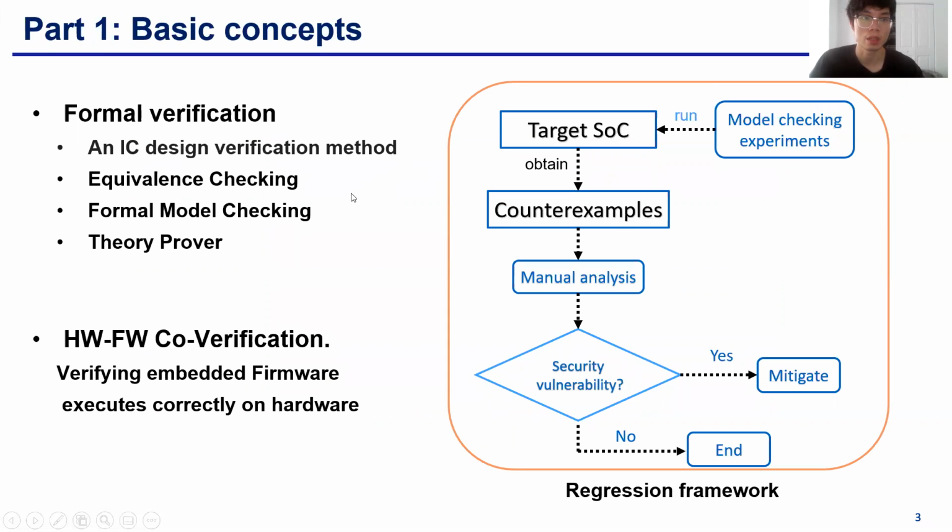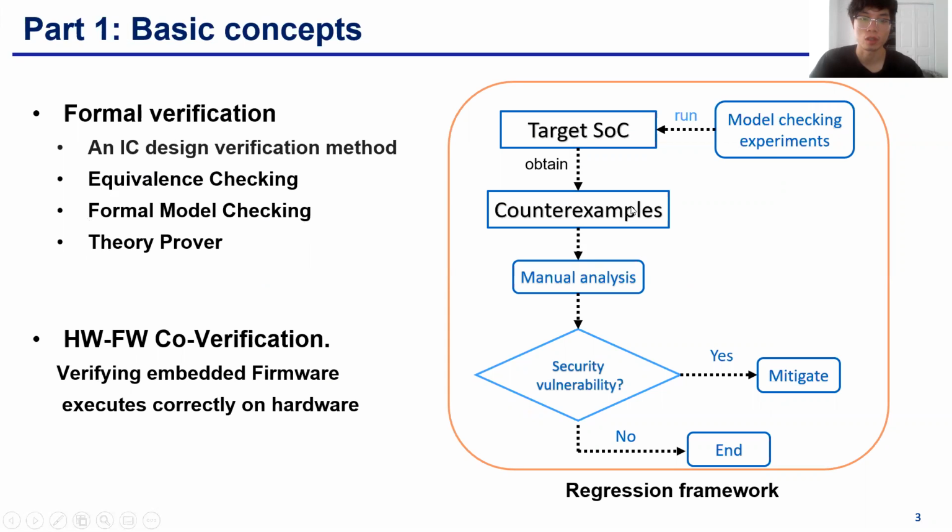The first concept is formal verification. It is an IC design verification method, and the main idea is to verify whether a design function is correct by using formal proofs. There are three formal verification methods. The first one is equivalence checking, the second one is formal model checking, and the third one is theorem prover.